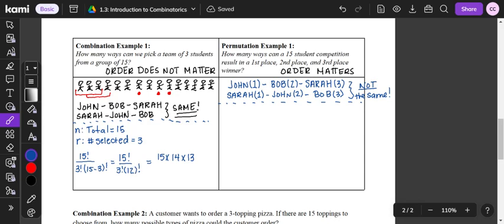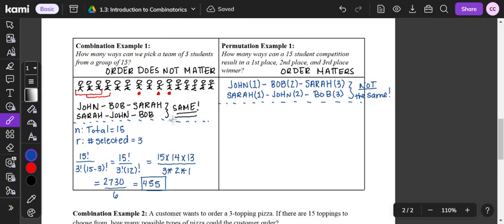Okay, very good. Now I'm going to divide that by 3 factorial. So I have 3 times 2 times 1. Now these are some really big numbers, but if I put them in a calculator, I'm going to get 2,730 on top. That's 15 times 14 times 13. And I'm going to get 6 on the bottom. That's 3 times 2 times 1. And then I'm going to put this in a calculator. 2,730 divided by 6 gives me 455. So out of a group of 15 students, I can pick a team of 3, 455 different possible ways.